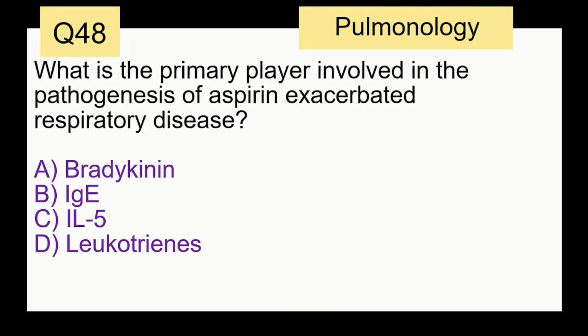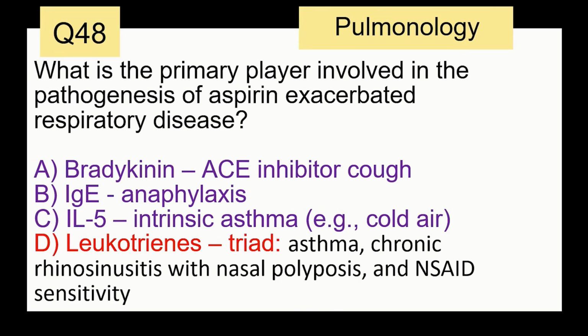48. What's the primary player involved in the pathogenesis of aspirin exacerbated respiratory disease? And this is leukotrienes. They're involved. And here, exacerbated respiratory disease has a triad of asthma, chronic rhinosinusitis with nasal polyposis, and NSAID sensitivity. Leukotrienes. You could take a look at these other mediators, what they're involved in. For example, IgE and anaphylaxis.